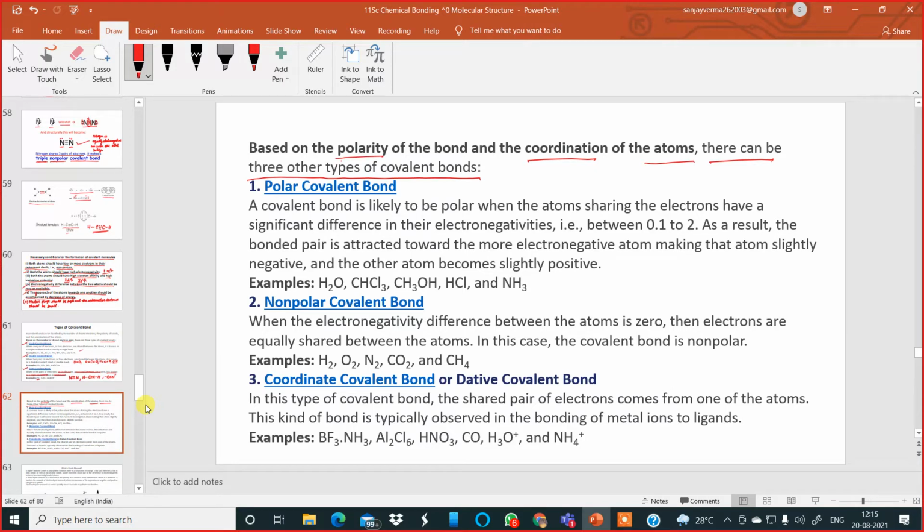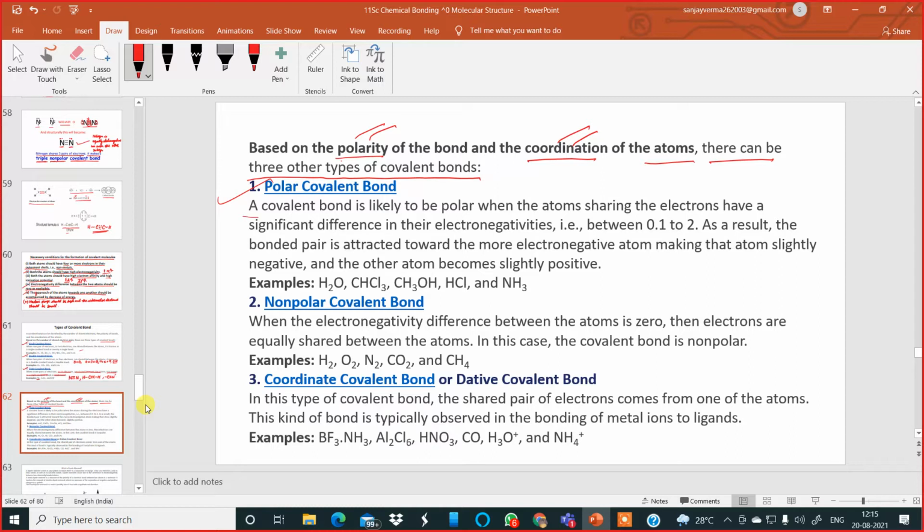Okay, fine. So based on the polarity and the coordination, meaning how many atoms are linked to maybe a central atom, and polarity meaning which combining atom in a molecule is more negative and which one is more positive, that is polarity. Polarity results because of the electronegative behavior of one of the combining atoms. So based on these two aspects, we can classify these covalent bonds into the following types. The first one is called polar covalent bond.